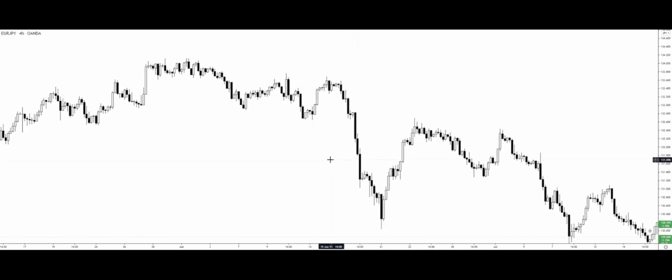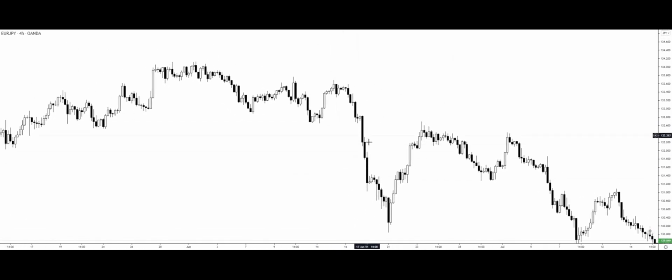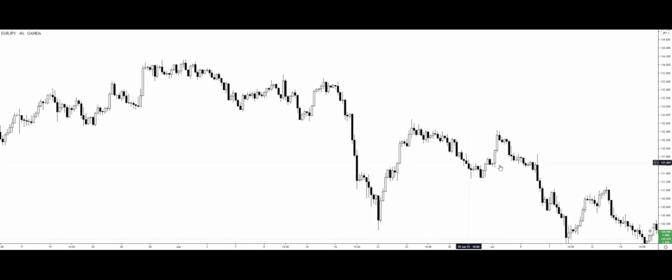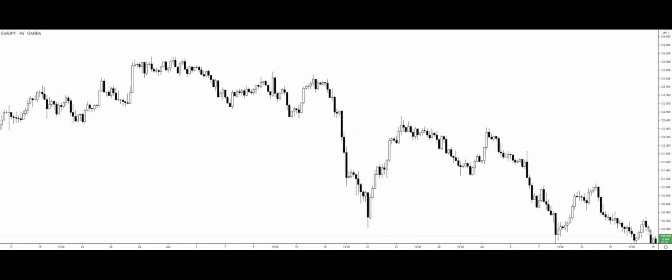If we just look at this move here, ignore all of this, we don't care about this. But if we look at this here, and here, as you can see, there's an imbalance here, an imbalance here, an imbalance here. So this tells us that there's only sellers in the market and there weren't any buyers.